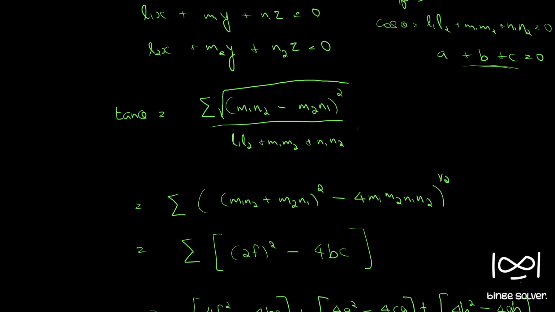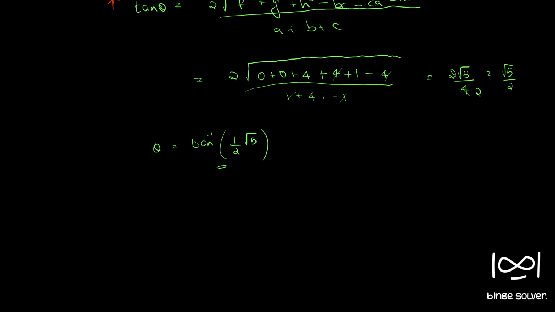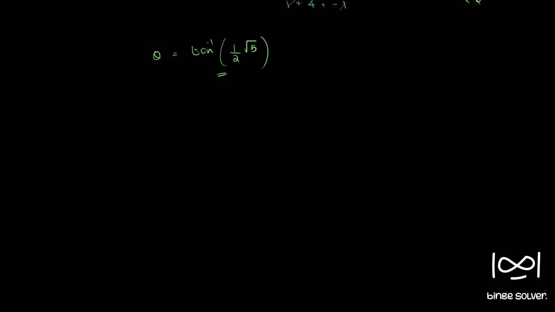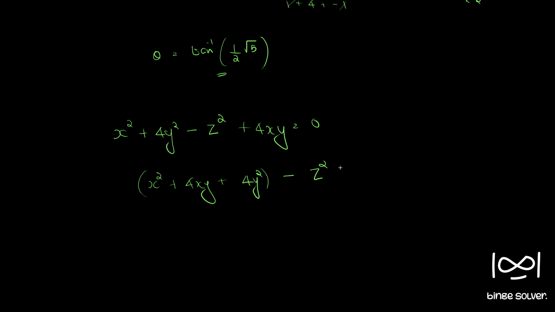So yeah, this is the solution to question 14. Now if someone asks whether we can do this another way: since the equation is of the form x square plus 4y square minus z square plus 4xy equal to 0, we can easily split this. If you rearrange, we have x square plus 4xy plus 4y square minus z square is equal to 0.